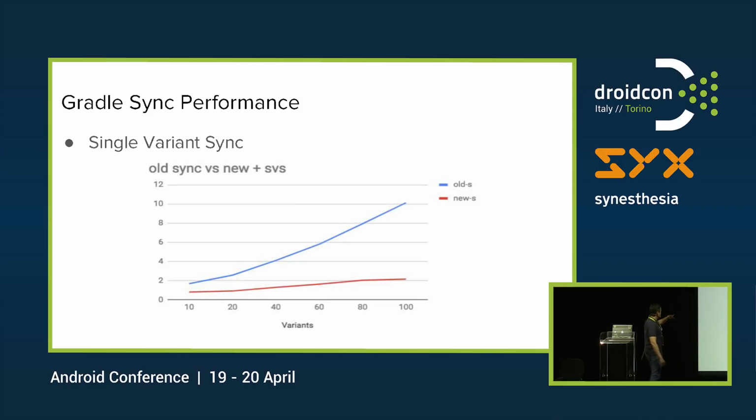Now, these are the timings that we have for Gradle sync. The blue line is the current sync, the one that we're shipping right now in Studio. The y-axis has seconds, and the x-axis is the number of variants. You can see that with the current sync, as the number of variants increases, performance of Gradle sync also gets worse. But with single variant sync, it's a lot faster. Even for 100 variants, it's under 2 seconds.